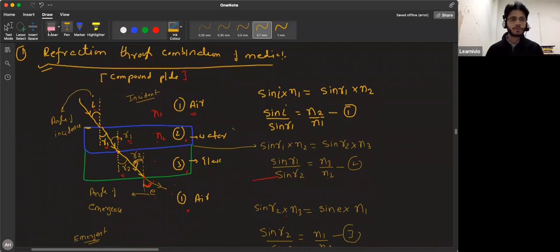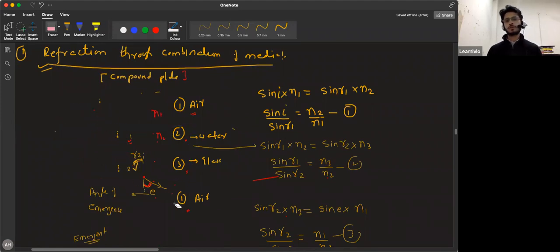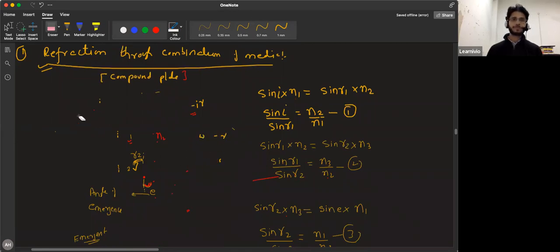So to explain combination of media, I have to draw this ray diagram. This is not a single glass slab, this is a combination of multiple glass plates. So let's say you have a system which consists of many plates.